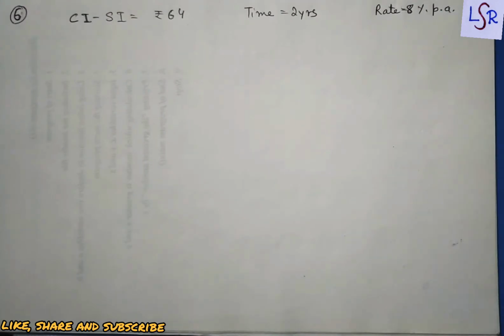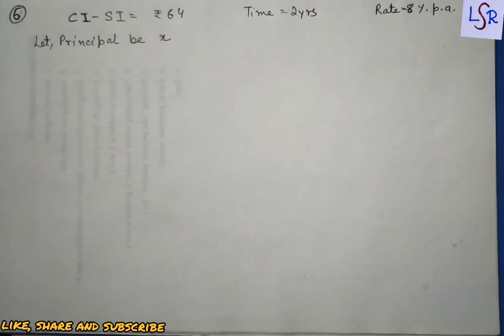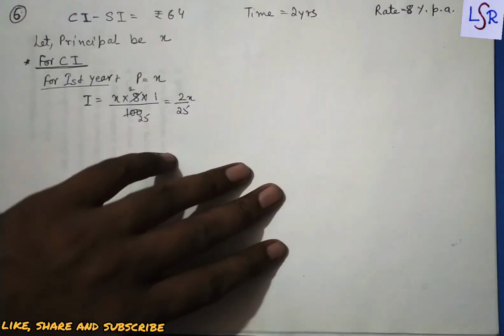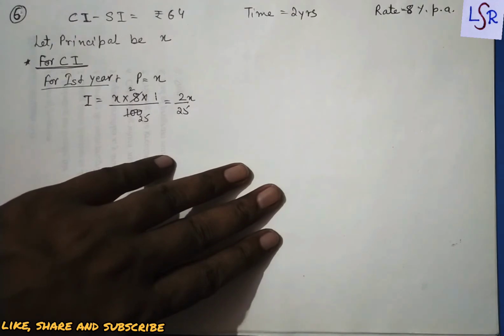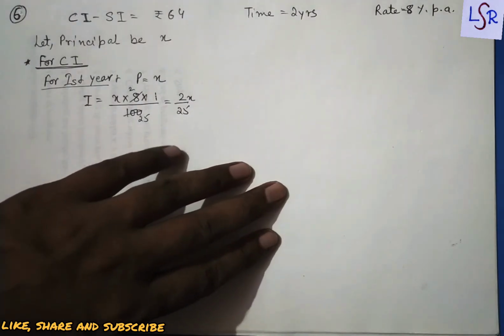Now let's see question number 6. Here, find the sum on which the difference between the SI and the CI at the rate of 8% per annum compounded annually is rupees 64 in 2 years. Very first of all, let the principal be x, and then we are going to start with the first year. Now here we have got the interest as 2x upon 25 for the first year.